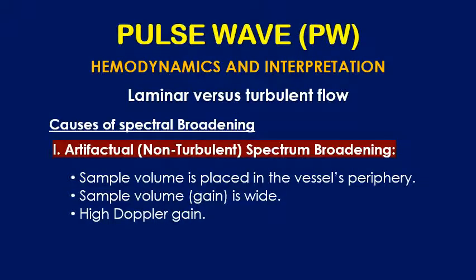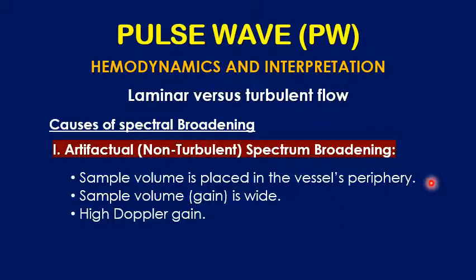So this turbulent flow that we already mentioned in the last slide, is it always denoting that there is a turbulent flow? No, it's not, because sometimes there is an artifactual or non-turbulent spectral broadening. This usually comes with errors in scanning. For example, if the sample volume is placed in the vessel's periphery, what happens there?